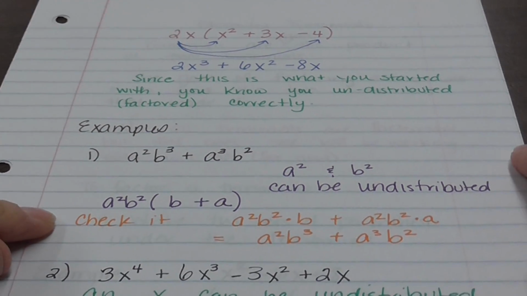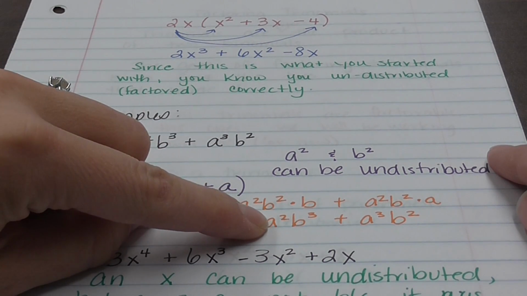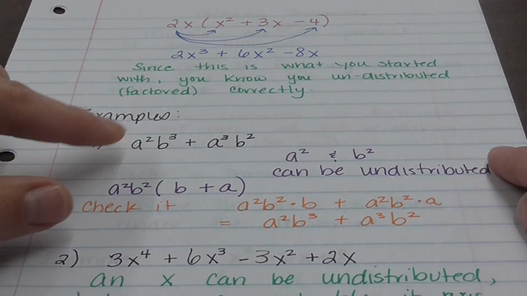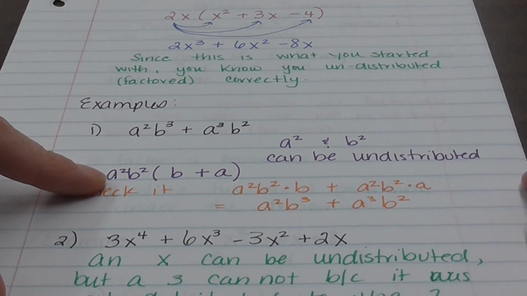Again, I can check my work by distributing it back. A squared b squared times b is a squared b cubed. A squared b squared times a is a cubed b squared, which is what I started with, so I know that this is my right answer.